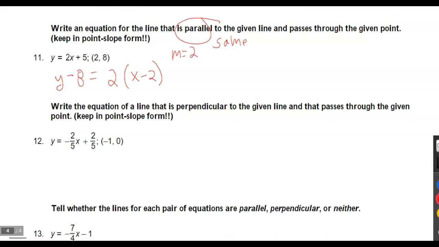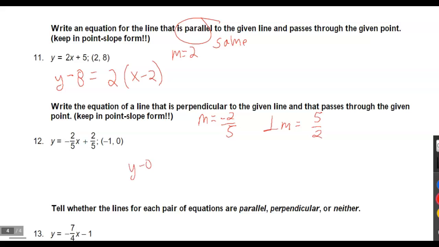Perpendicular. So my current slope is negative 2/5. My perpendicular slope, you have to flip it and take the opposite sign. I noticed as I was going through these reviews, as you were turning them in throughout the day yesterday, some of you are not flipping this, so they would just write 2/5. You got to flip it and change your sign.